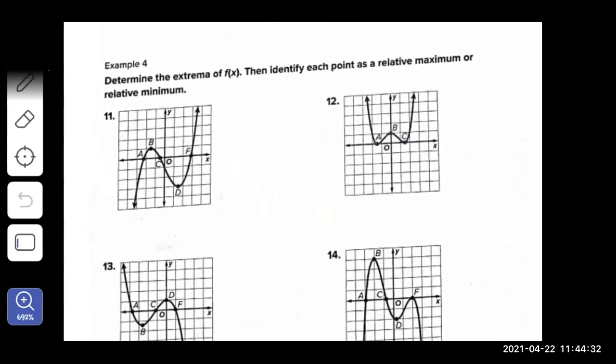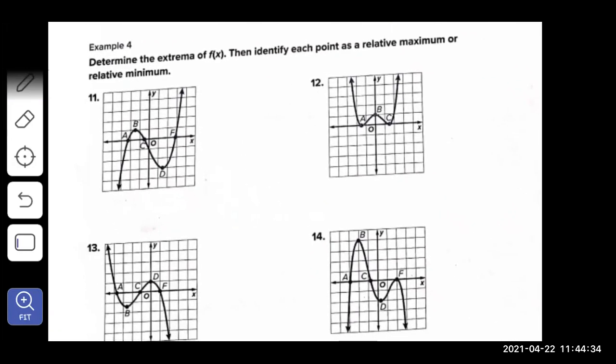Now let's go to this one. Let's go to this part. We are going to determine the extrema of f of x. Then we need to identify each point as relative maximum or relative minimum. Again, piece of cake, guys. You need to tell me, guys, the relative maximum is the highest point that you can see in the graph. Can someone tell me what is the highest point that you can see in this graph?